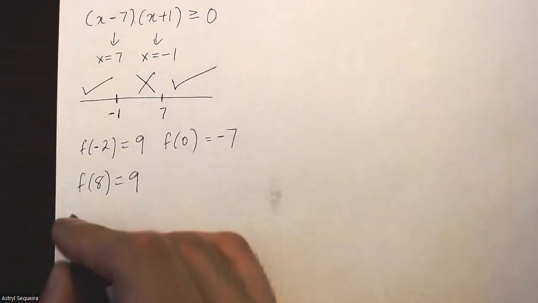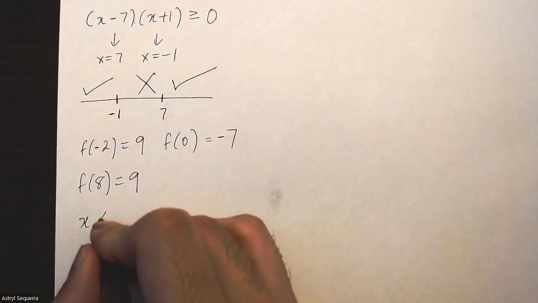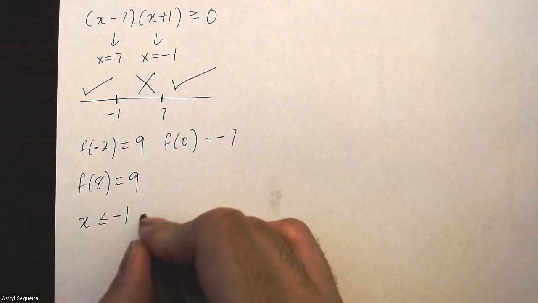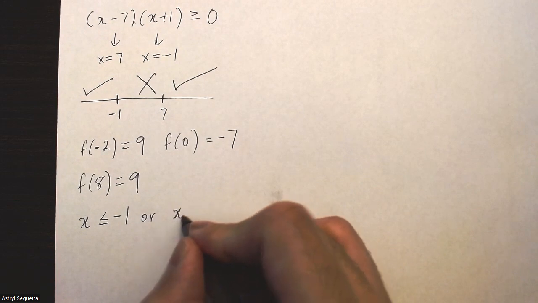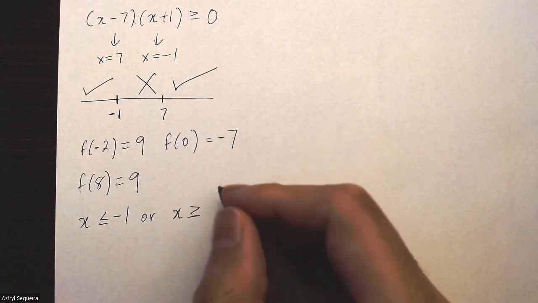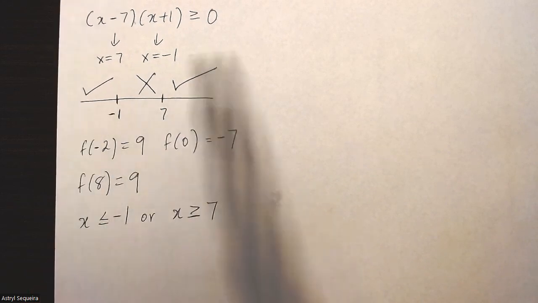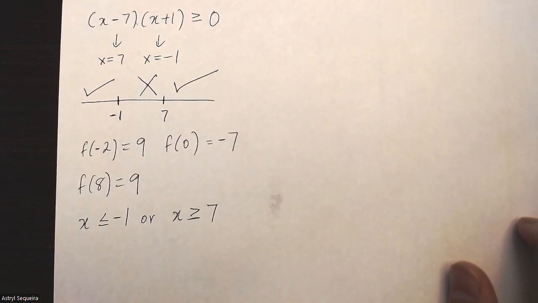This first interval here is just x is less than or equal to negative 1, or x is greater than or equal to 7. These two intervals are the possible solutions to this question.